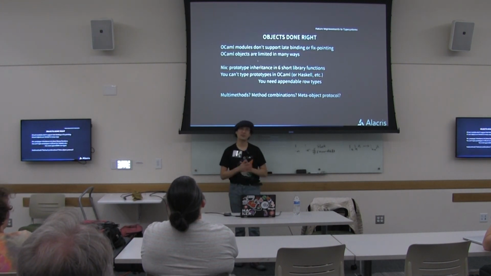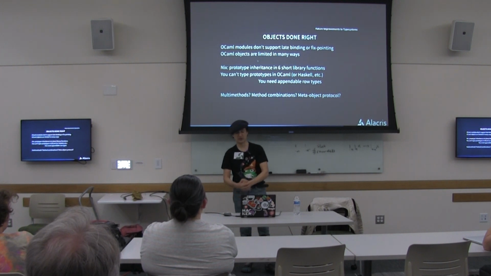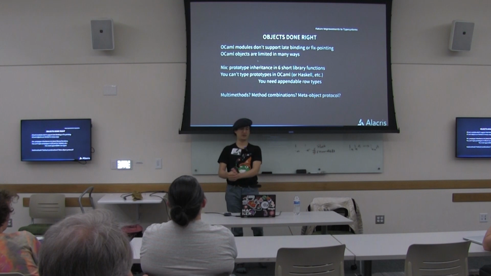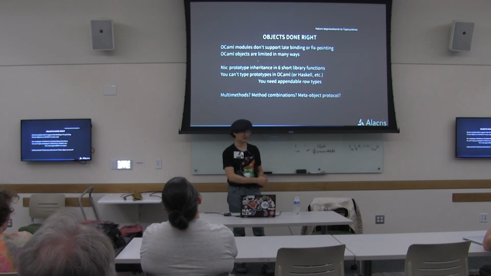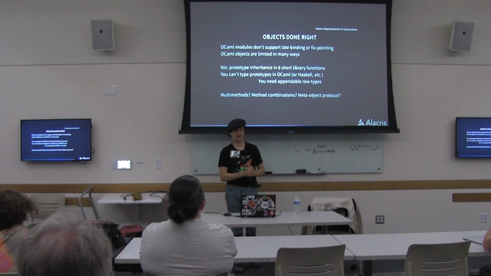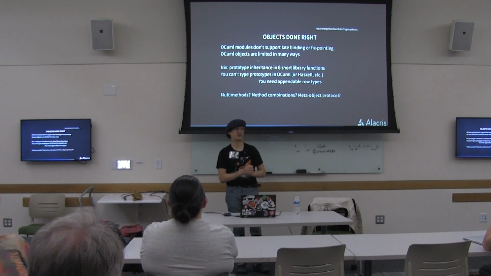If I wanted a type system where I could do the things I like to do in Lisp, first I would have to do the objects right. OCaml objects are too weak in many ways, while OCaml modules do not support late binding or fixed pointing right. So there is no great solution in OCaml to use objects. A style of object programming I love is prototype inheritance.